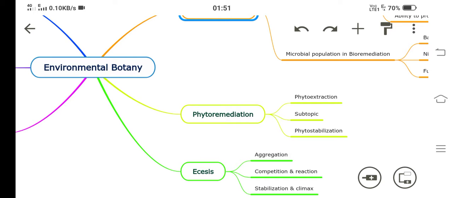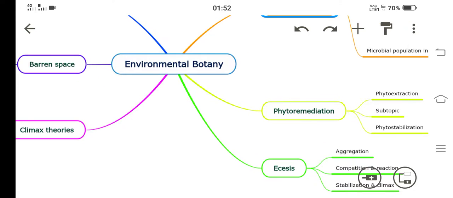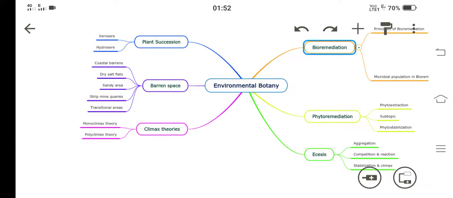In this diagram, you can see the details in the mind map. After that, we have studied ecesis. Ecesis is the successful establishment of migrated plant species into a new area. And in ecesis, we have studied the steps: aggregation, competition and reaction, and stabilization and climax. So these are the three main topics we studied in environmental botany.